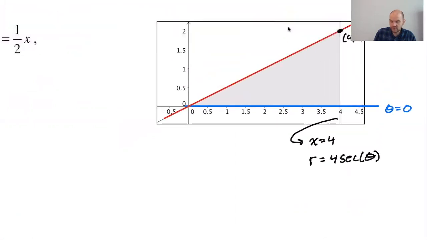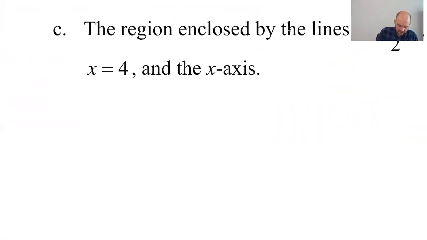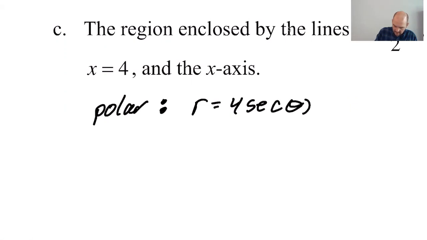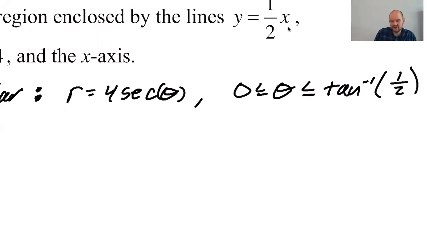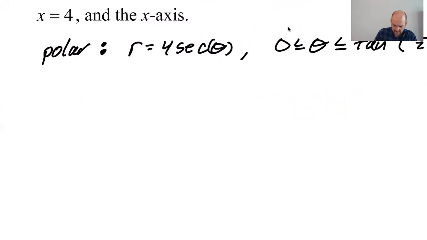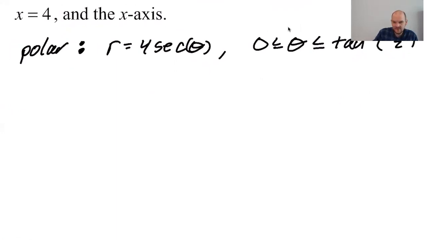So what we're actually integrating is 4 secant theta. That's our boundary. That's r. So in polar, we have r equals 4 secant theta. And then our bounds are kind of weird. We're going to go 0 to the inverse tangent of 1/2. I'm definitely going to use a calculator on this. I think. Maybe not. The integral of secant squared, we can maybe do this by hand. Maybe. I think we can.